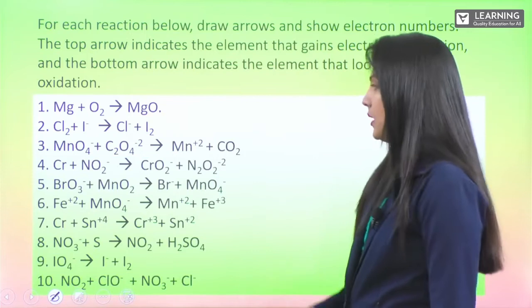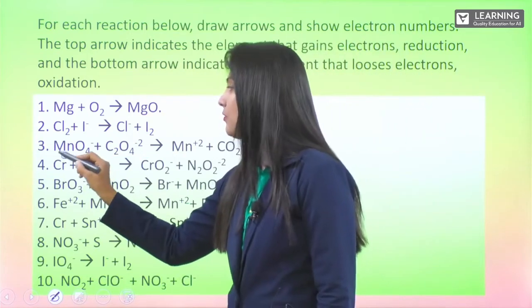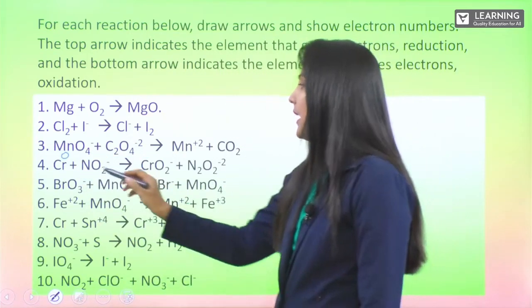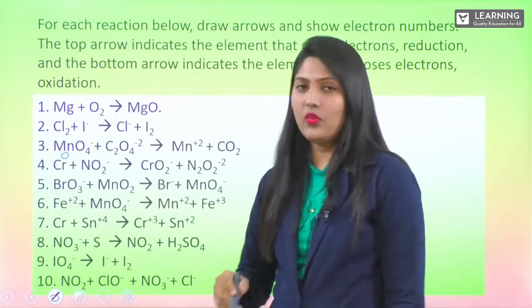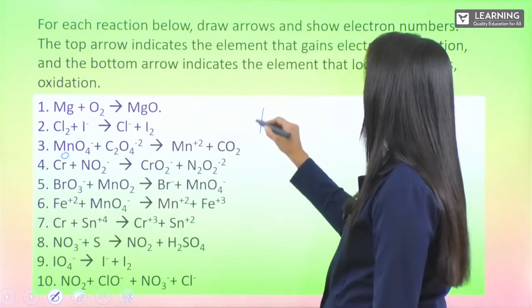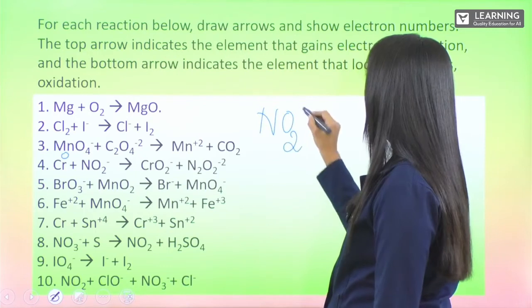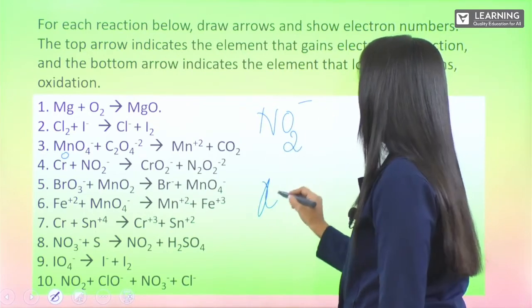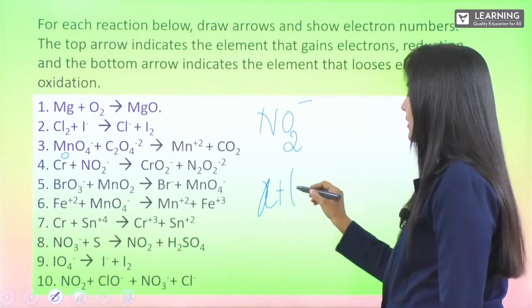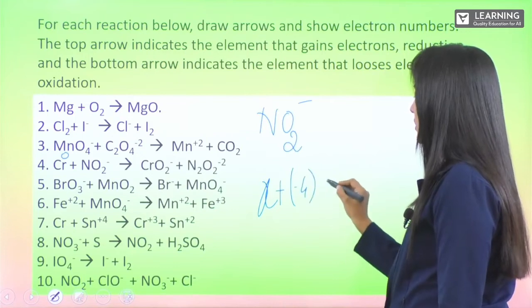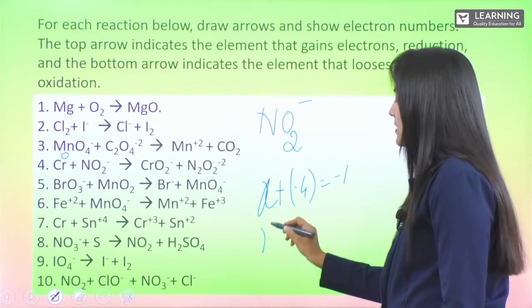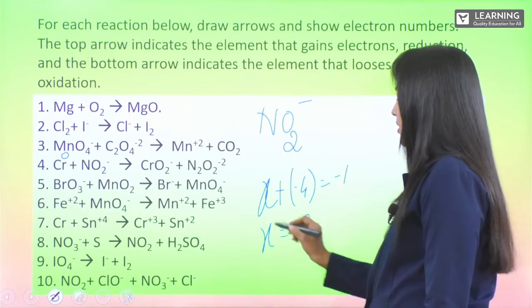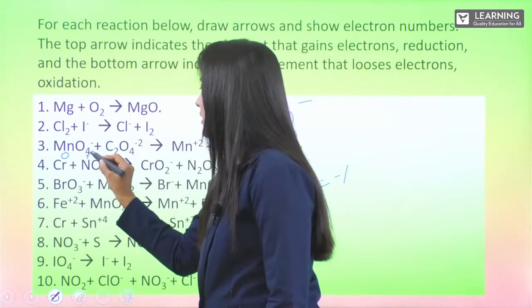Next, chromium is in elementary form, so it is 0. NO2 minus. So nitrogen we need to find out. So NO2 minus, we have x here plus 4, 2 2s are 4, -4 is equal to -1. So x equals +3. So nitrogen will have +3 here.